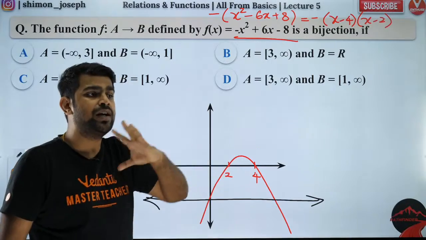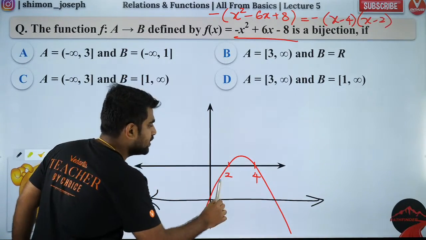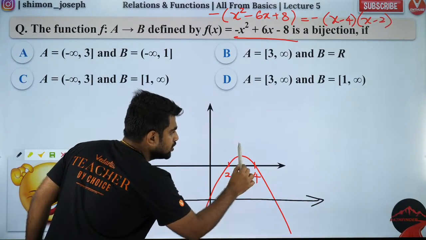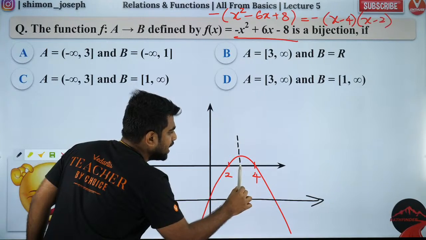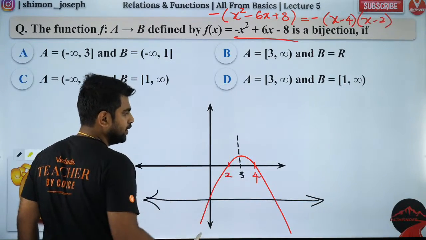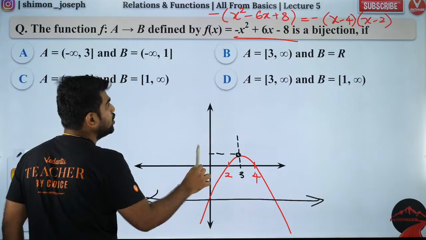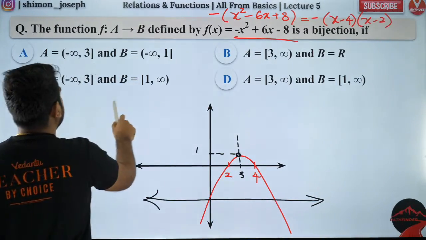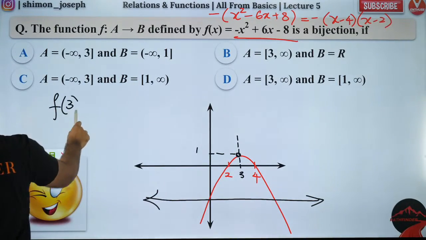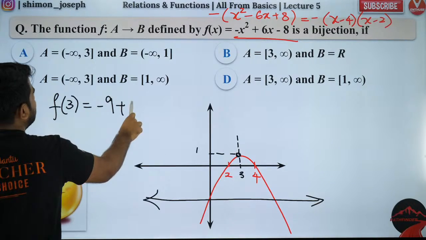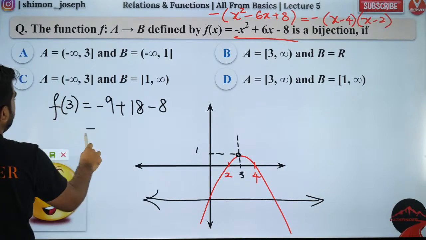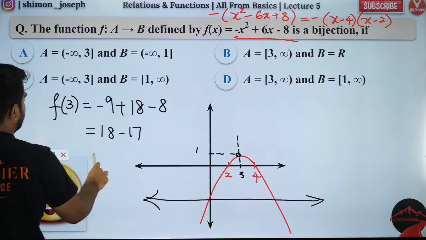So how do I make it a bijection? First thing is, this is 2, this is 4. So the in-between value at which it becomes peak is 3. So at 3, what is the functional value? At 3, the functional value is 1. You can check it. Put 3 there. So f of 3 is how much? f of 3 is minus 9 plus 18 minus 8. So it will be 18 minus 17, which is 1.